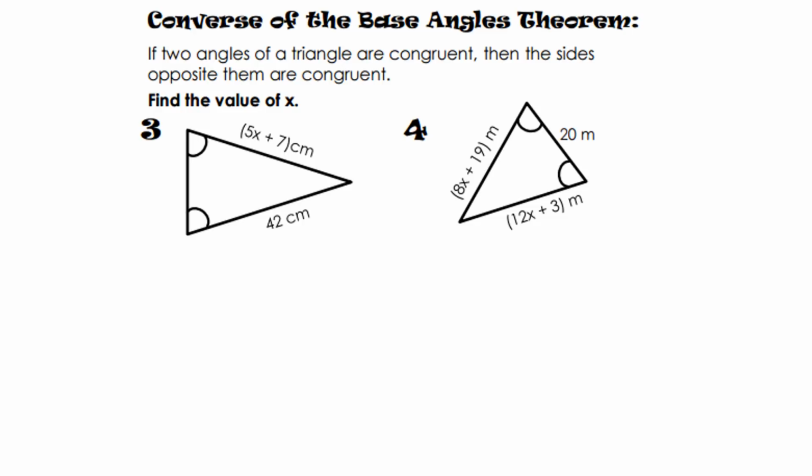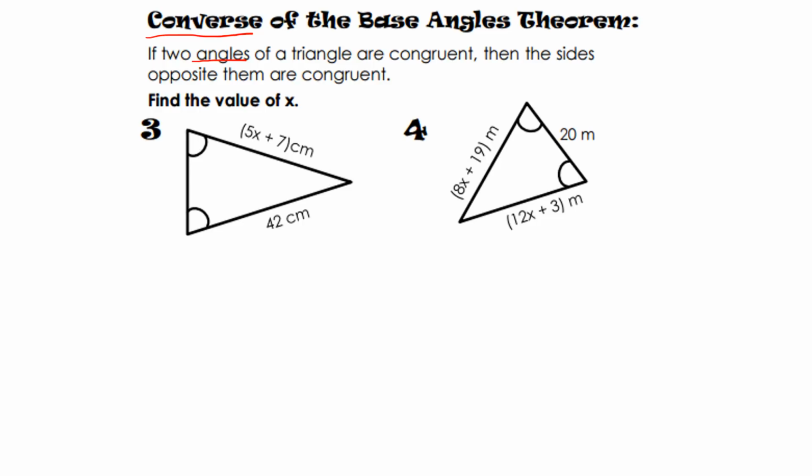Okay, so now we're going to talk about the converse of the base angle theorem. And remember, converse just means in opposite order. Remember, the base angle theorem said if we have two sides congruent, then the opposite angles are congruent. So now we're just reversing that order. It says if two angles of a triangle are congruent, then the sides opposite of them are congruent.